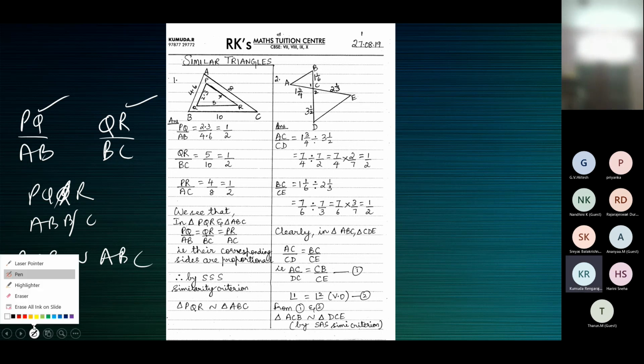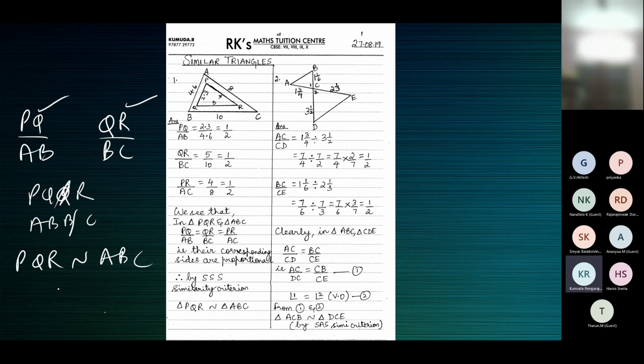Okay, so you can write it in different ways. You know that you can write it in different ways. Supposing you say QRP is similar to BCA, BCA is also correct. If you write RQP in the reverse order, RQP is similar to CBA. So the order is very important. You can write it in different ways.